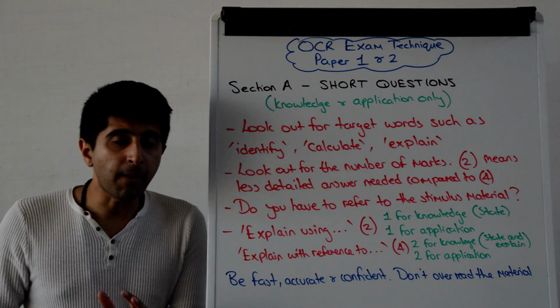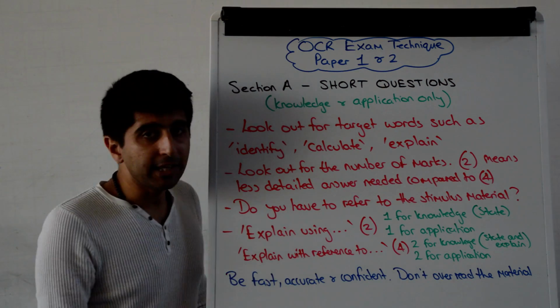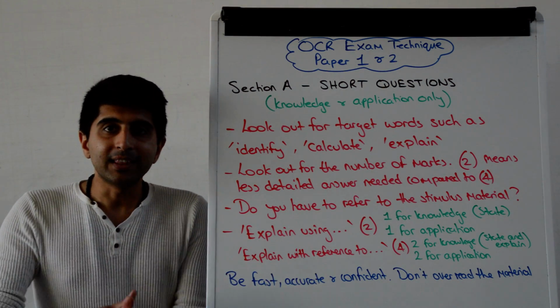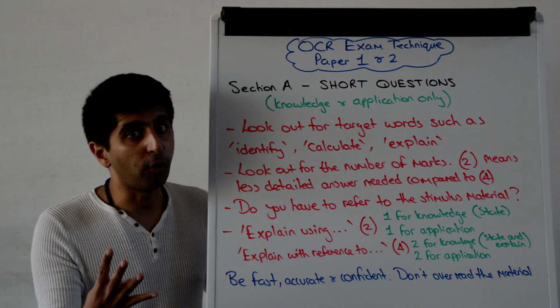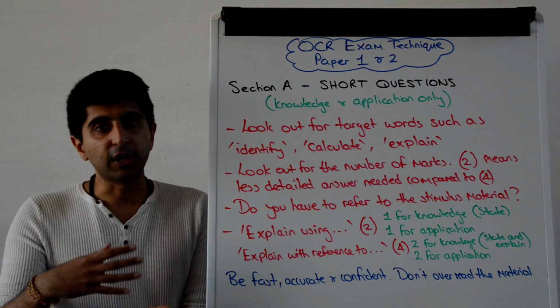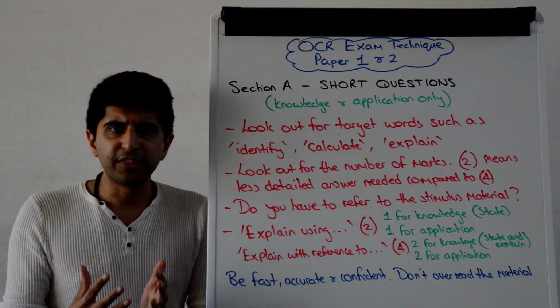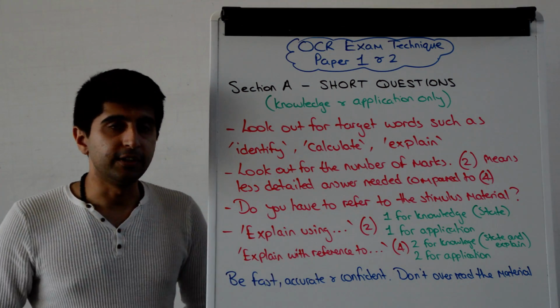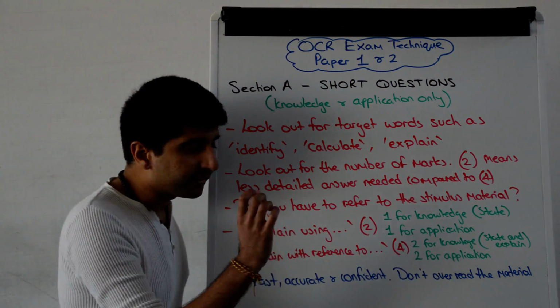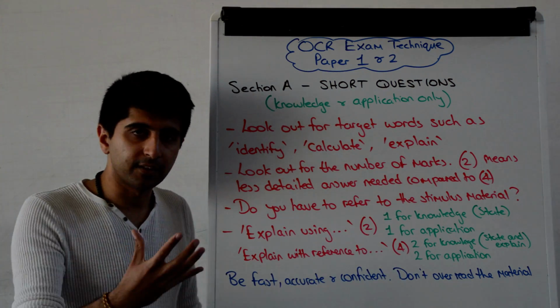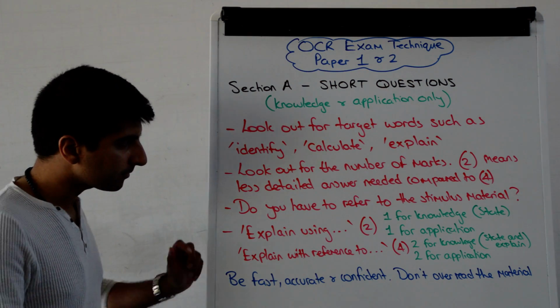Look out for the number of marks. Clearly, if you have an explain question which is only worth 2 marks, that means less detail is needed compared to an explain question which is worth 4 marks. Now they can vary it up. If you've got a 4-mark explain question, you've got to think very carefully about the detail that you need to write, whereas for a 2-mark maybe less detail is necessary. So hunt out the number of marks and that will give you a guide as to the kind of detail you need to write in.